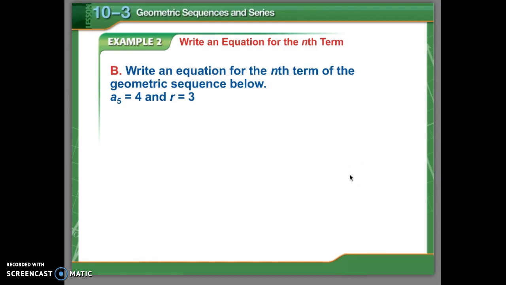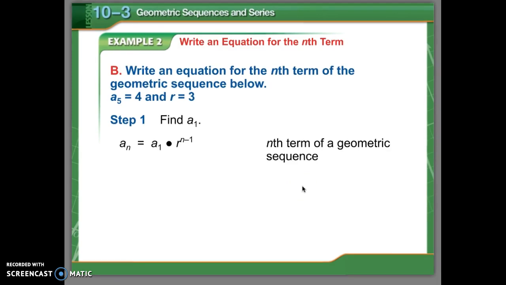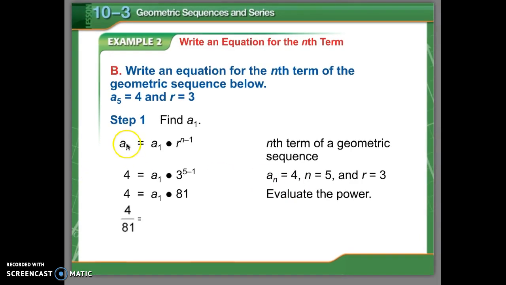In part B, we're going to find the equation for the nth term based on knowing the 5th term in the sequence and the common ratio. This time, the first thing we're going to do is work backwards to find the first term in the sequence. We know that our 5th term was 4, so we're going to plug in 4 over here. Knowing that it's the 5th term means we need to use n is 5 and the common ratio of 3.